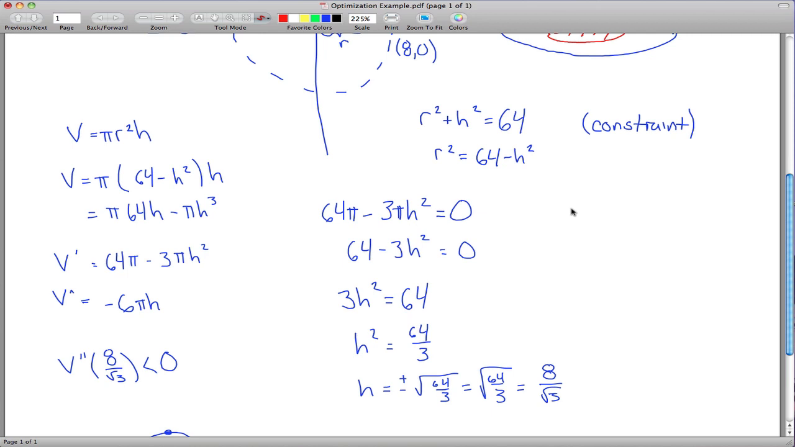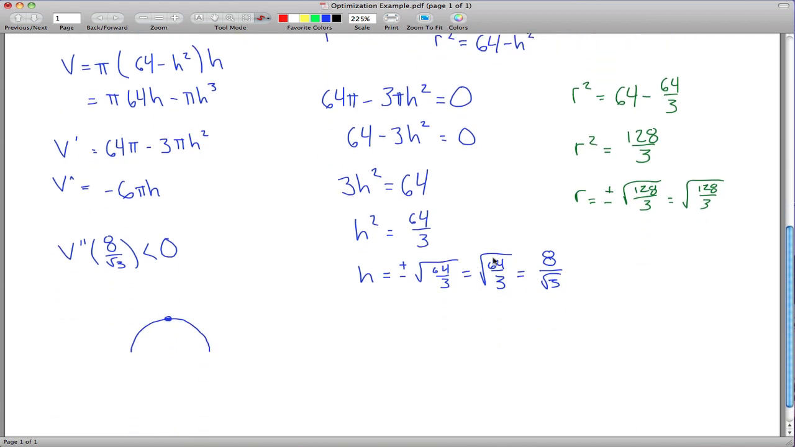That is, we can say that r squared is 64 minus, and then instead of writing h squared, you can write what h squared is, 64 over 3. If you get a common denominator here, you'll get r squared is 128 thirds. So therefore r equals plus or minus the square root of 128 over 3. Again, we don't want our radius to be negative, we want the positive solution, so you can ignore the negative and call it the square root of 128 over 3.